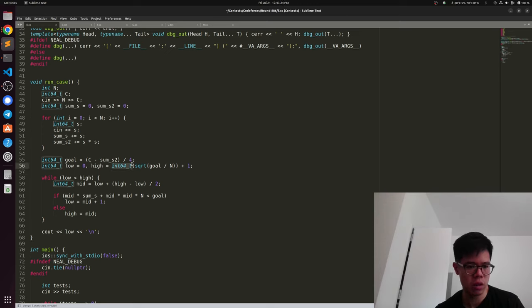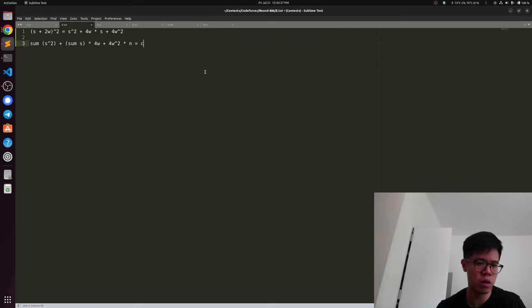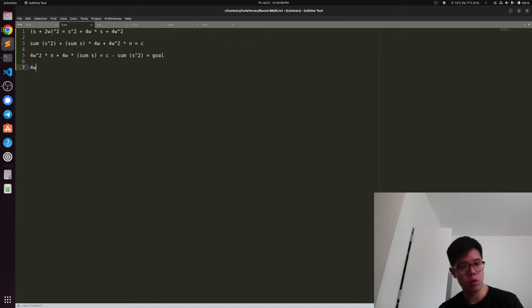We just need an upper bound on the answer. One thing that's a little tricky is we don't want to overflow this calculation, mid times mid times n, because that could get pretty big. So what I actually ended up doing was, if this is equal, we can move this to the other side. So what we have is 4w squared times n plus 4w times the sum of s equals c minus the sum of s squared. Let's call this the goal. What that means is that 4w squared times n is less than the goal, and so w is less than the square root of goal divided by n, divided by 2. And I actually divided everything by 4.